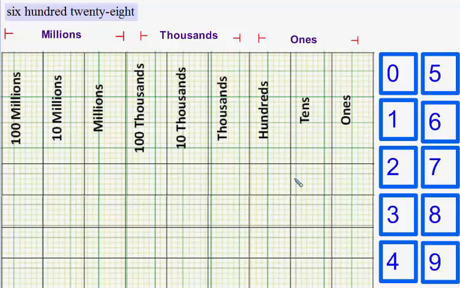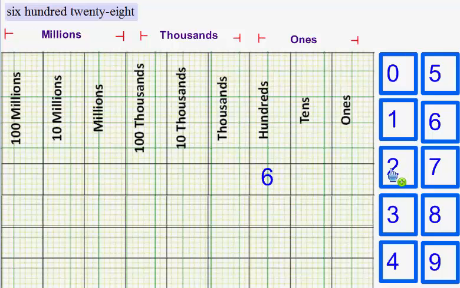where this location would be in the hundreds place. This is the tens place, and this is the ones place. Notice they start with the number 6, but then they say hundred. This means to take the number 6 and put it in the hundreds place. After 600, they have 28.